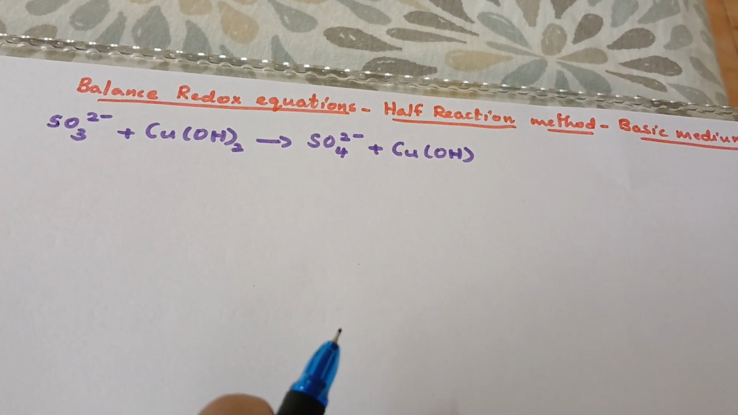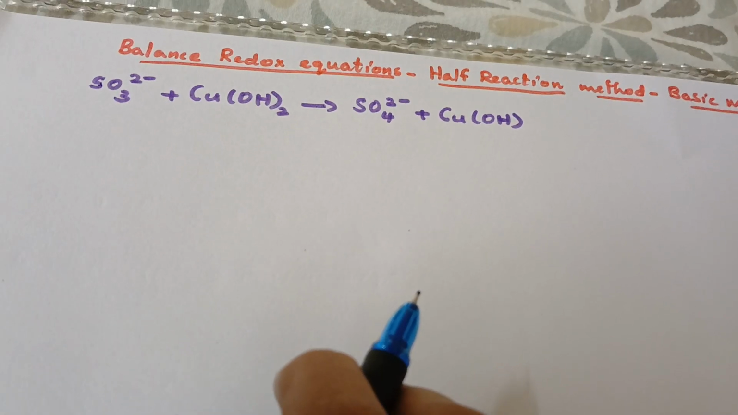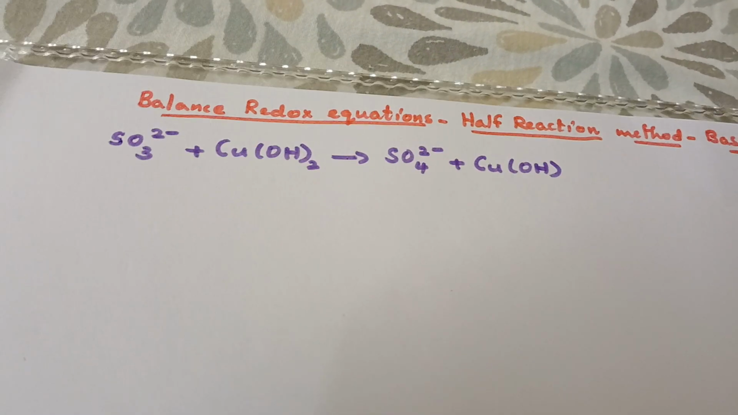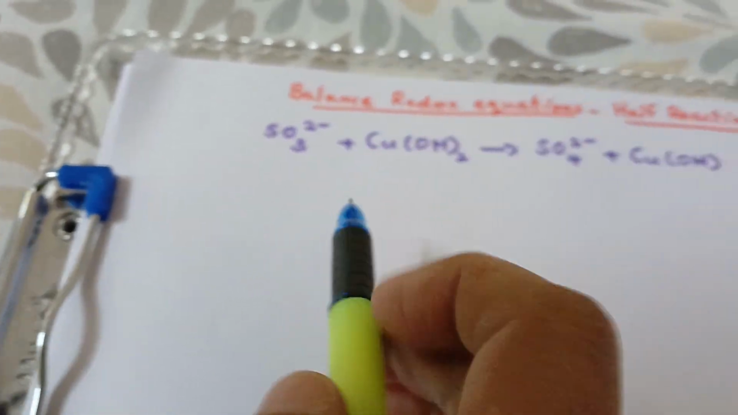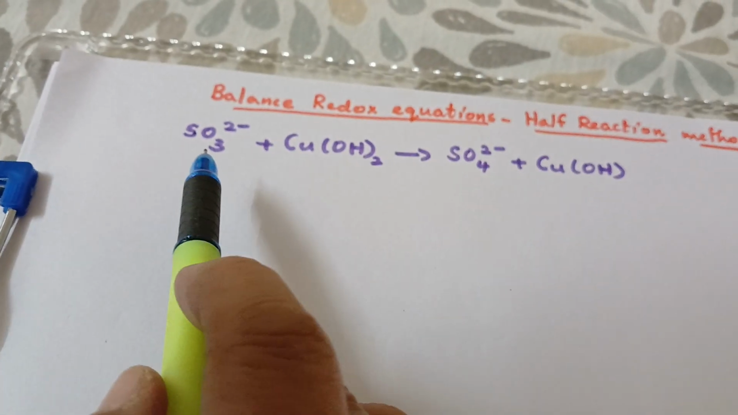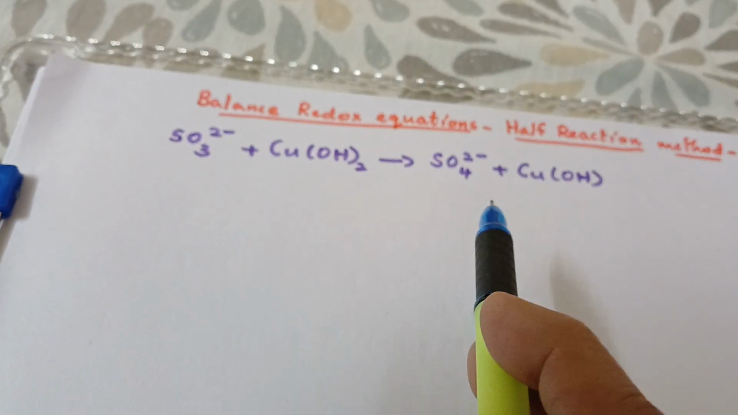Balance the given redox equation using half reaction method in the basic medium. So first let us do it in the acid medium. That is, we'll divide this into half reactions. Let us first write the half reaction which contains sulfur.